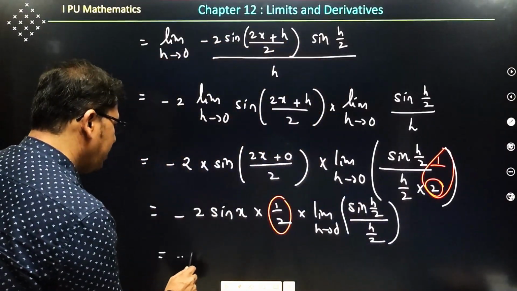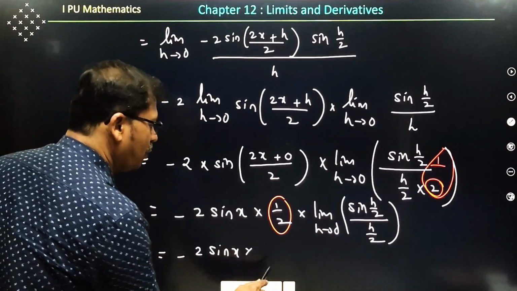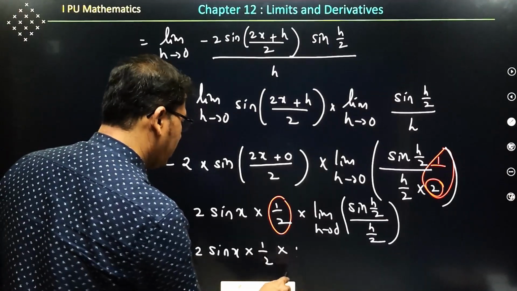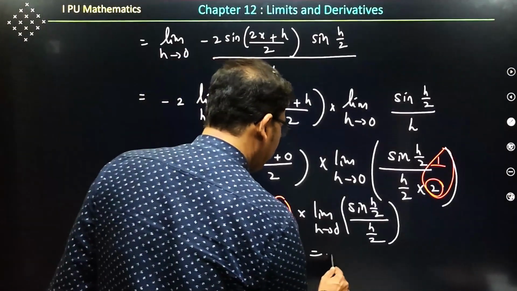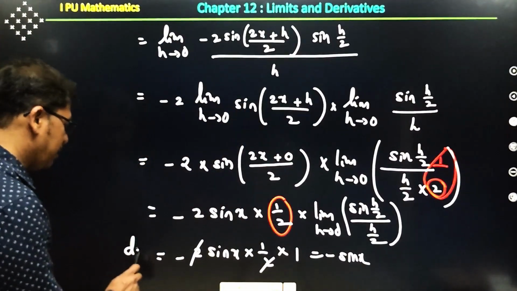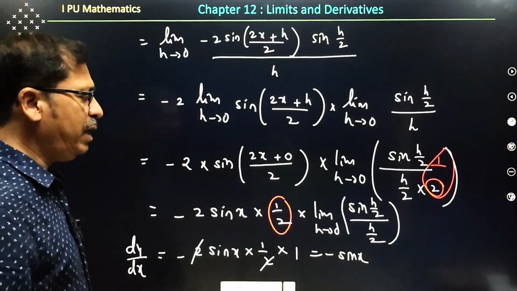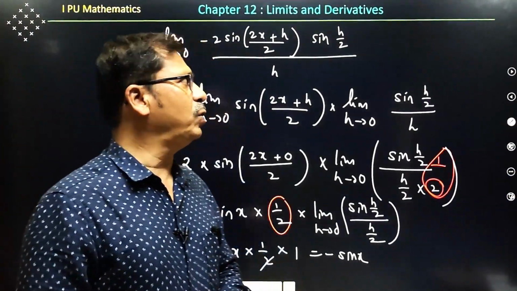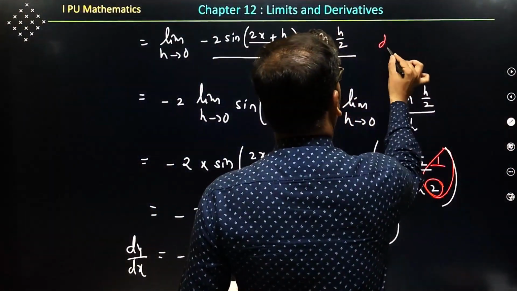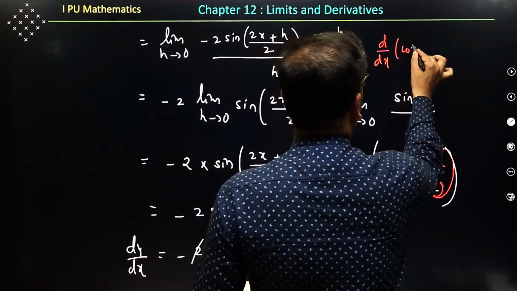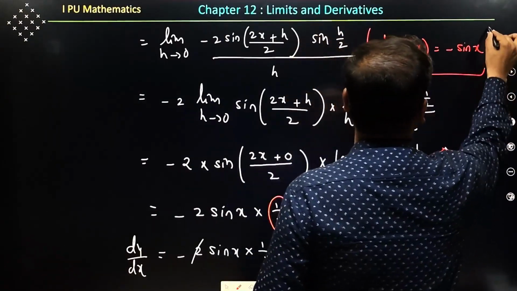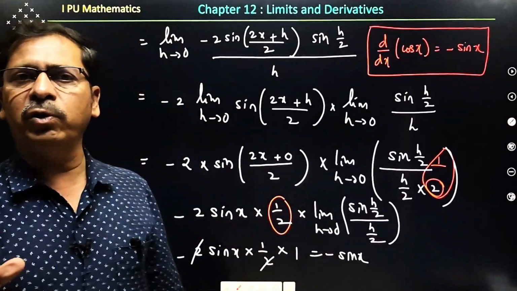So this is equal to minus 2 sin x into 1 by 2, 2 cancels. So what remains? Minus sin x remains. So the conclusion is dy by dx is equal to minus sin x. That means d by dx of cos x is equal to minus sin x. So remember, very important. This is the formula I have proved now. Many a time you are going to use all these results.